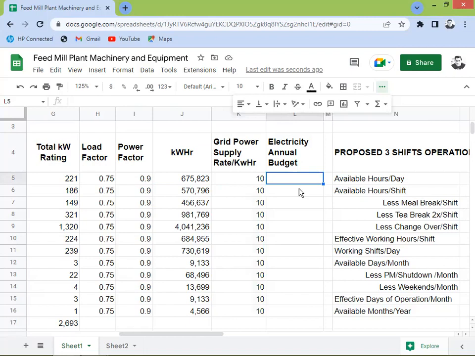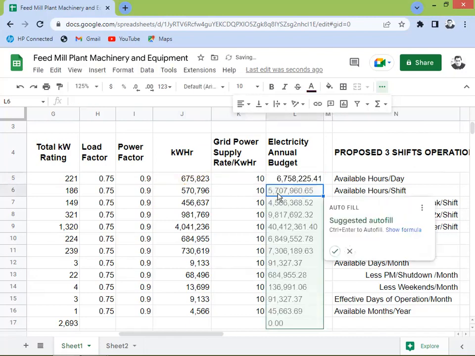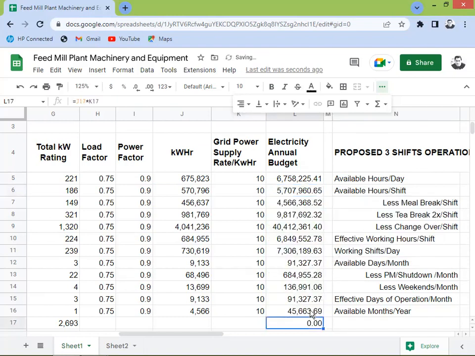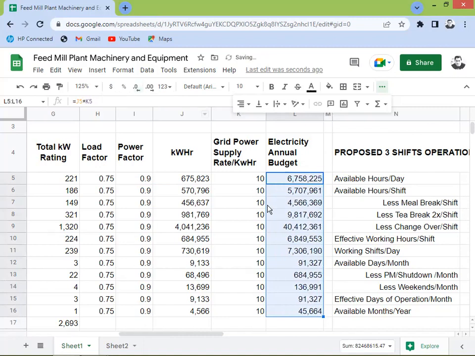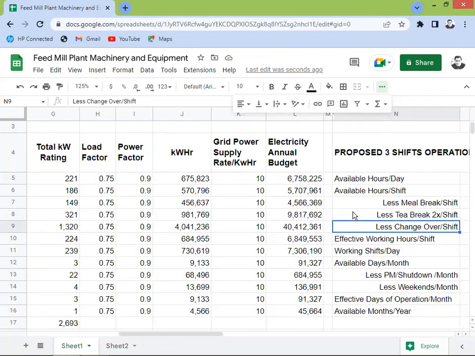Now we can calculate our budget. It's easy. You just multiply the kilowatt hour by the rate, 10 pesos, as suggested by Google Sheet. We're just going to click this one to get the rest of the budget. Then we'll just remove the decimal places. So this would be our budget per equipment. This is per equipment.